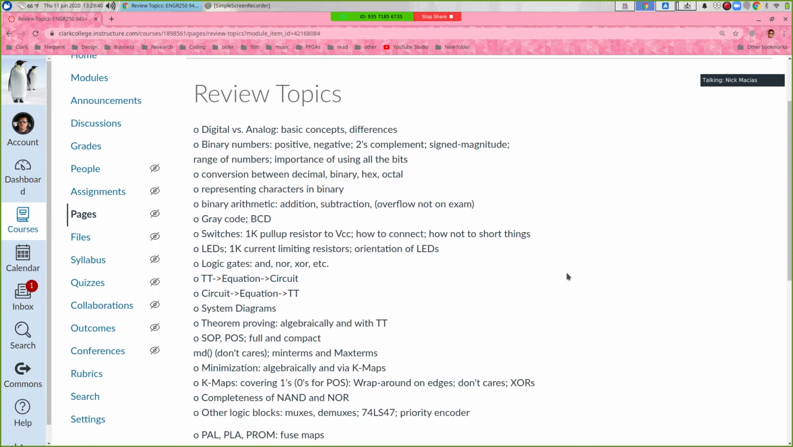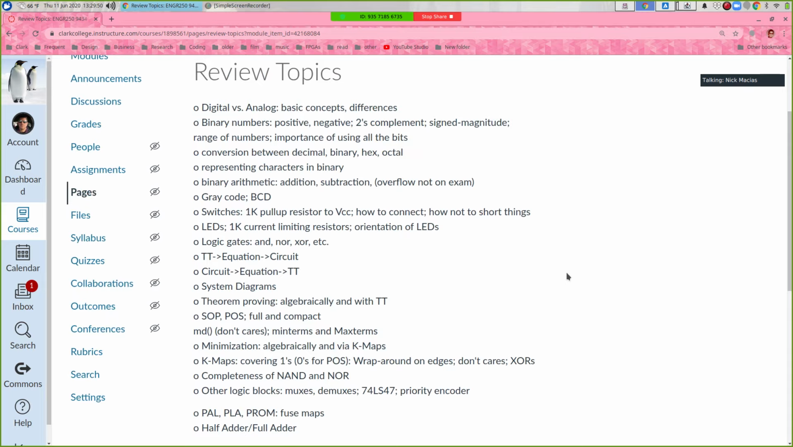So there's a list on Canvas that I think covers most of the stuff that we've gone over. We started with the idea of digital versus analog. Digital, we think of things as 1 and 0, true and false. Analog is like ECS 120, where we have voltages, and they can vary to pretty much any value. Not just two values like 0 volts or 5 volts.